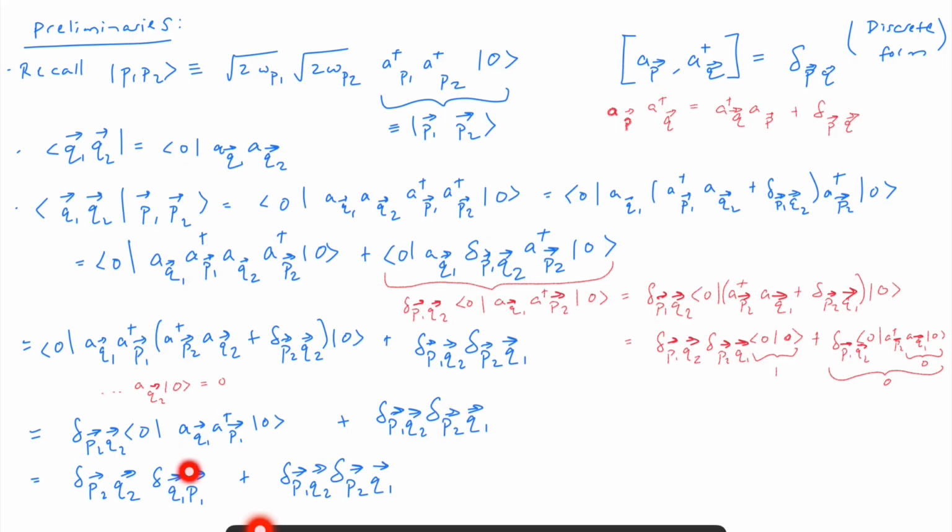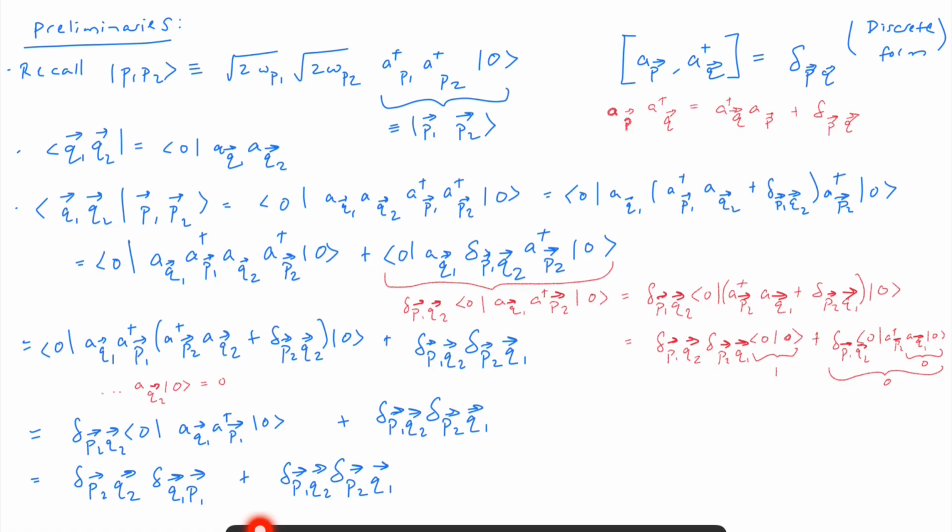I'm going to do the same game again where I commute these so that I have the non-daggered a right next to the vacuum state 0. And then I have to use that same commutation formula. The a, when I switch this around right next to 0, will get killed. But when I commute this, I still will have that delta q1, p1 over here. And here's my delta p2, q2 that's still over there. And then the 0, 0 will be normalized just like this.